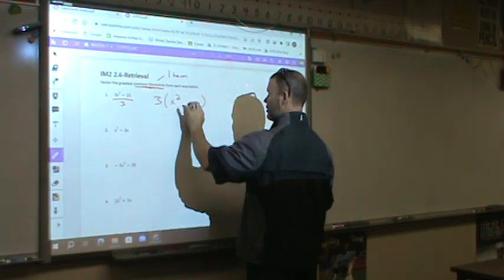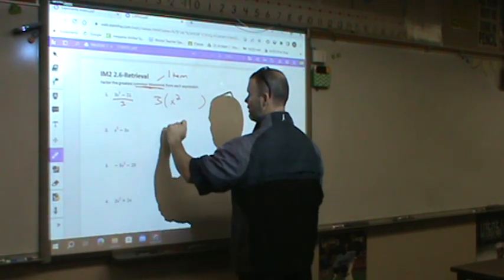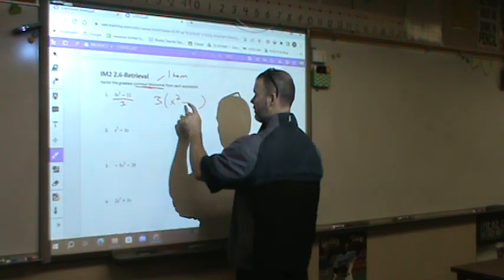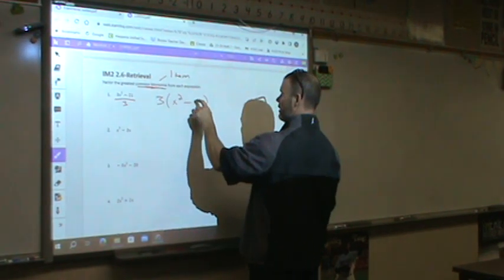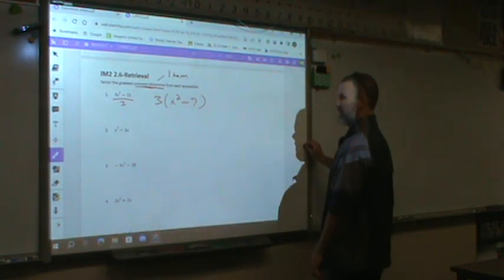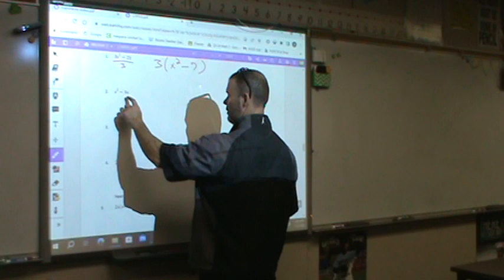And then lastly over here, 3 times what is going to give me negative 21? Well, a negative divided by a positive is negative. 21 divided by 3 is 7. And double check your work. The same with number 2.